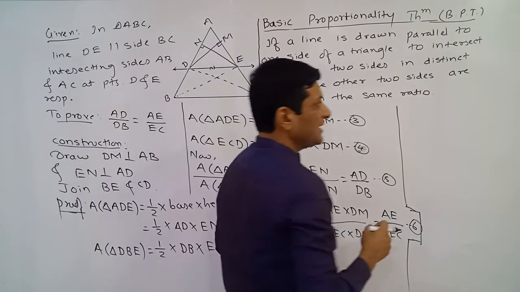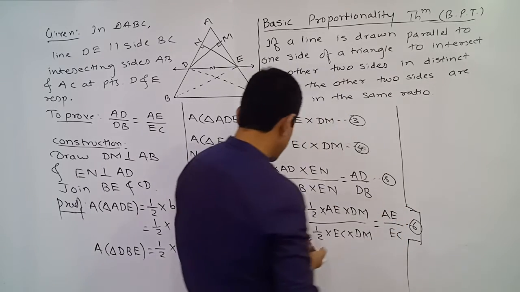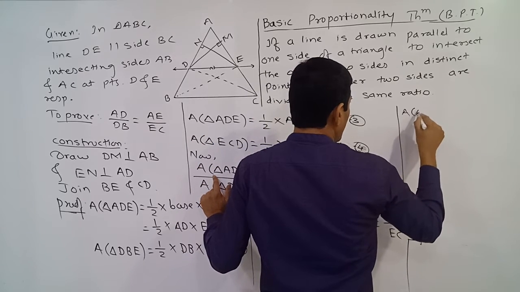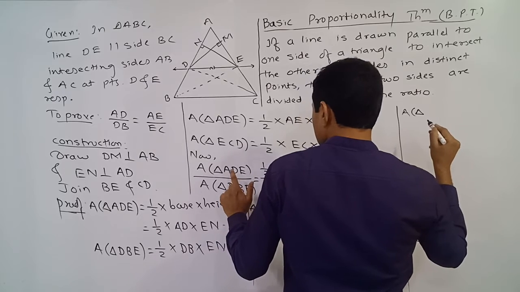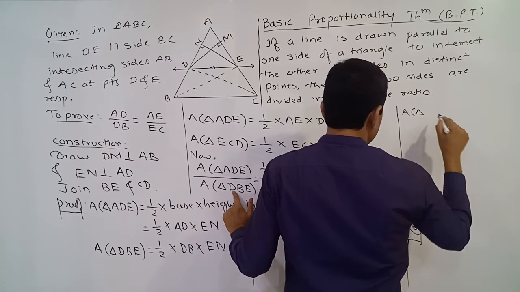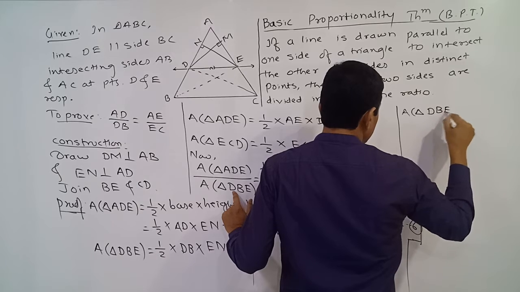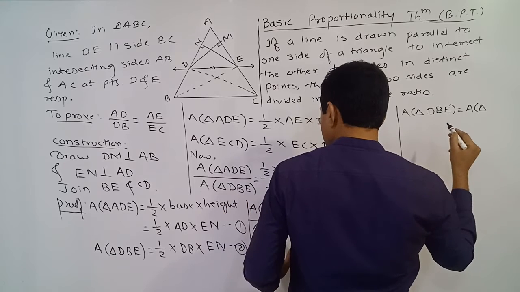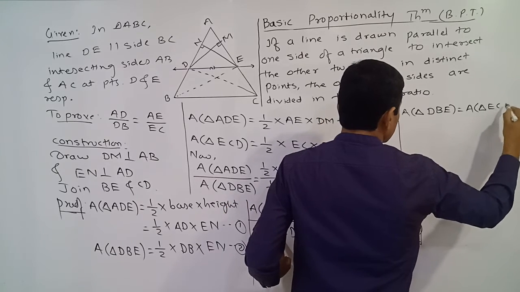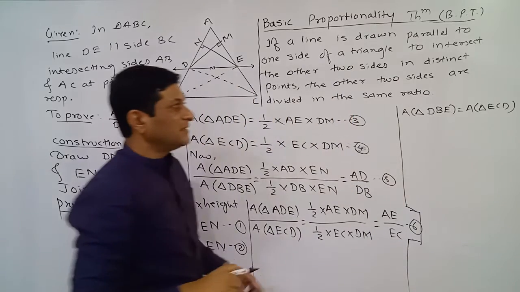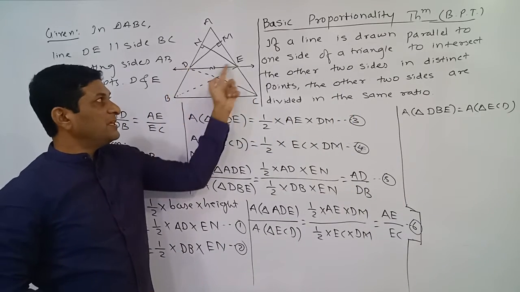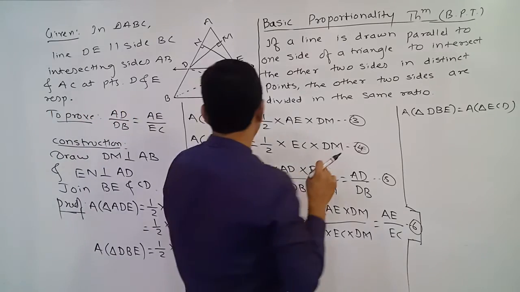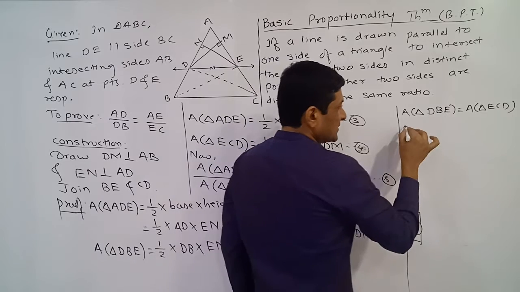That's why we can say that their areas are equal. So here we can say that area of triangle DBE is equal to area of triangle ECD. These two areas are equal. What is the reason? That these two triangles have the same base, which we denote by DE. So give the reason here.